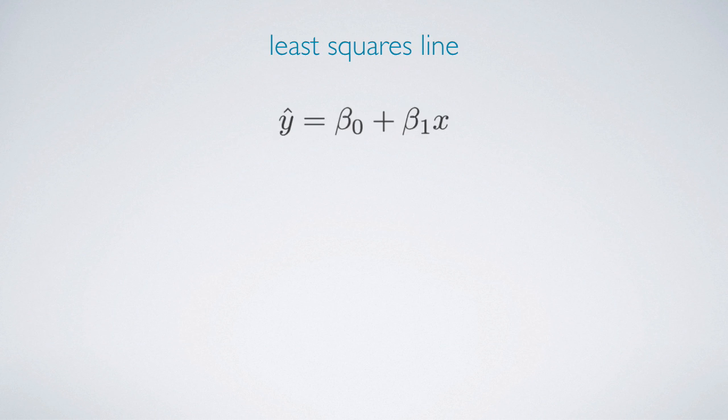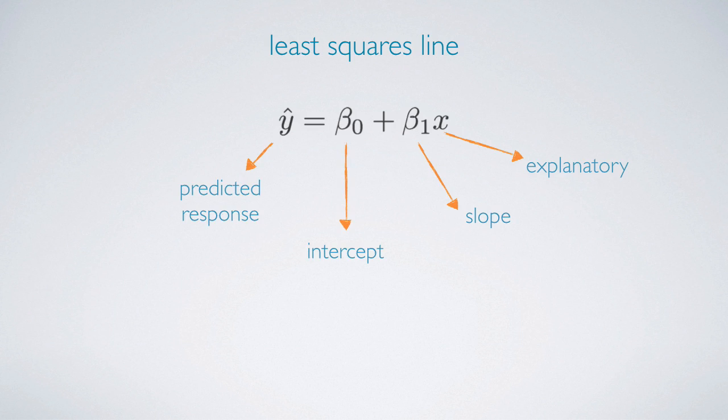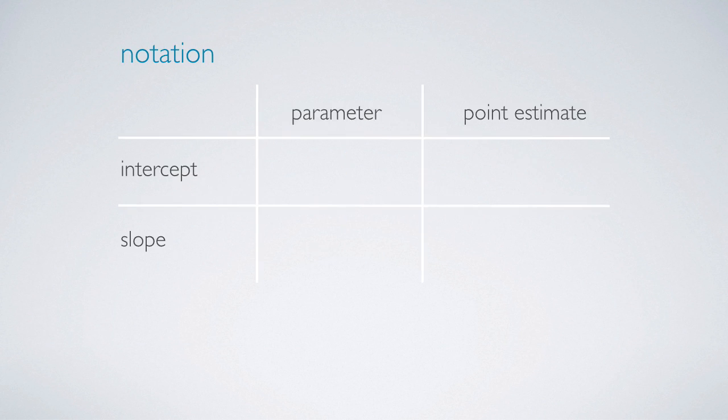This is the general form of the least squares line. We have our explanatory variable, x, that gets multiplied by the slope, beta 1, and we also have an intercept where the line intersects the y-axis, and finally we have y hat, which stands for the predicted value of the response variable.